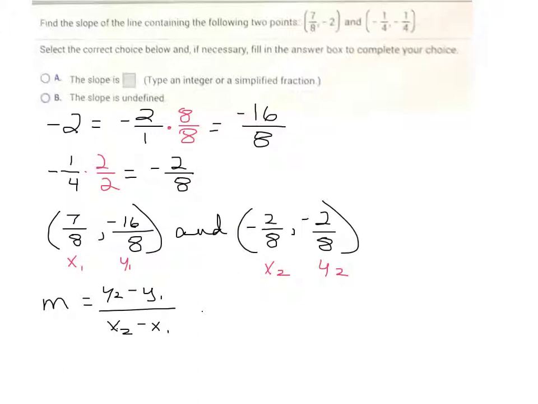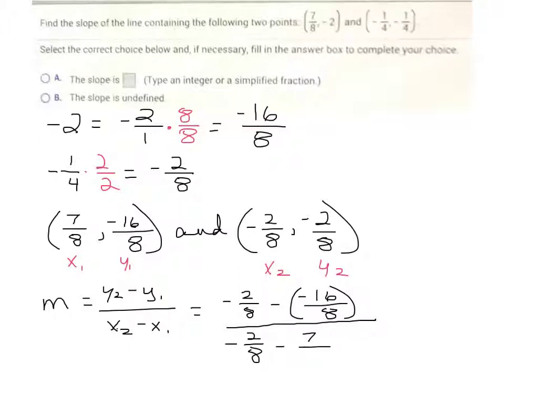y2, okay, y2, which is -2/8, minus y1, which is -16/8, over x2, which is -2/8, coming from here, minus x1, which is +7/8.